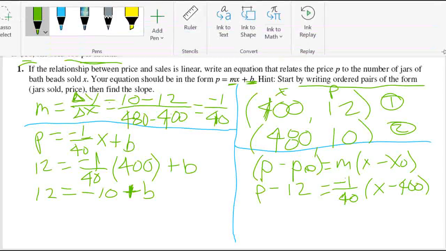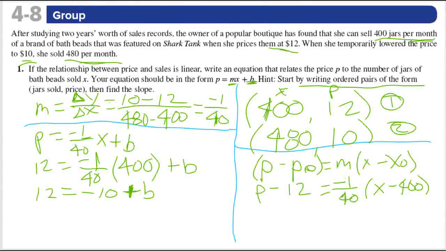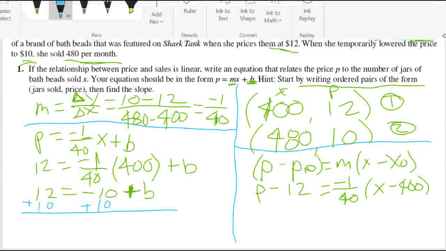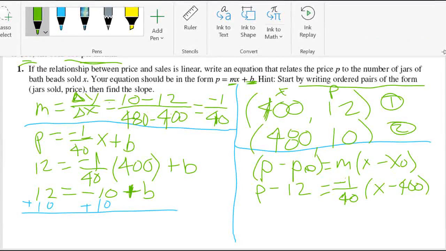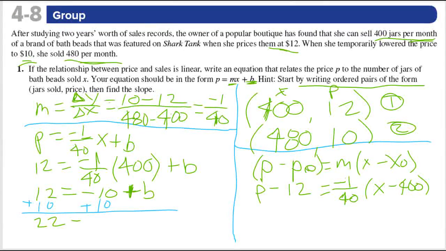I am going to go to my equation solving tools. I will add 10 to both sides. Hopefully you realize if you're going to subtract 10 from b and get 12, you know that b is going to be 22. Negative 10 plus 10 cancels out. You can cross it out or you don't have to, it doesn't matter. But we know that b equals 22. Okay.